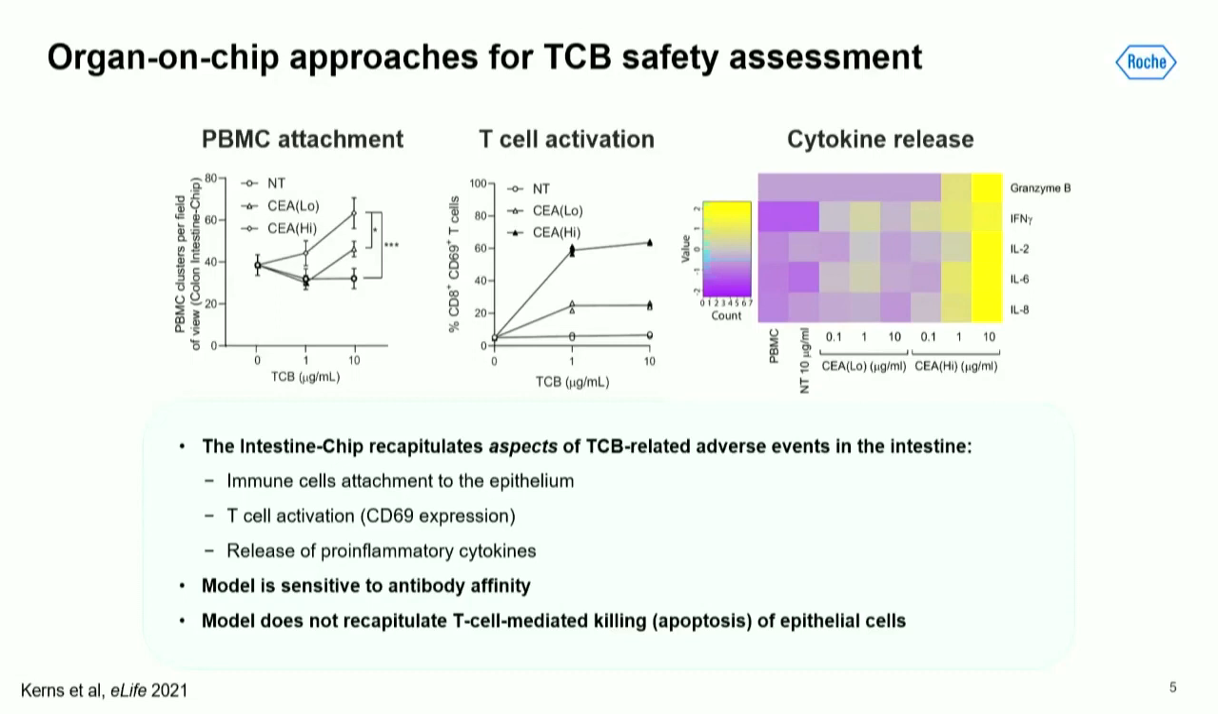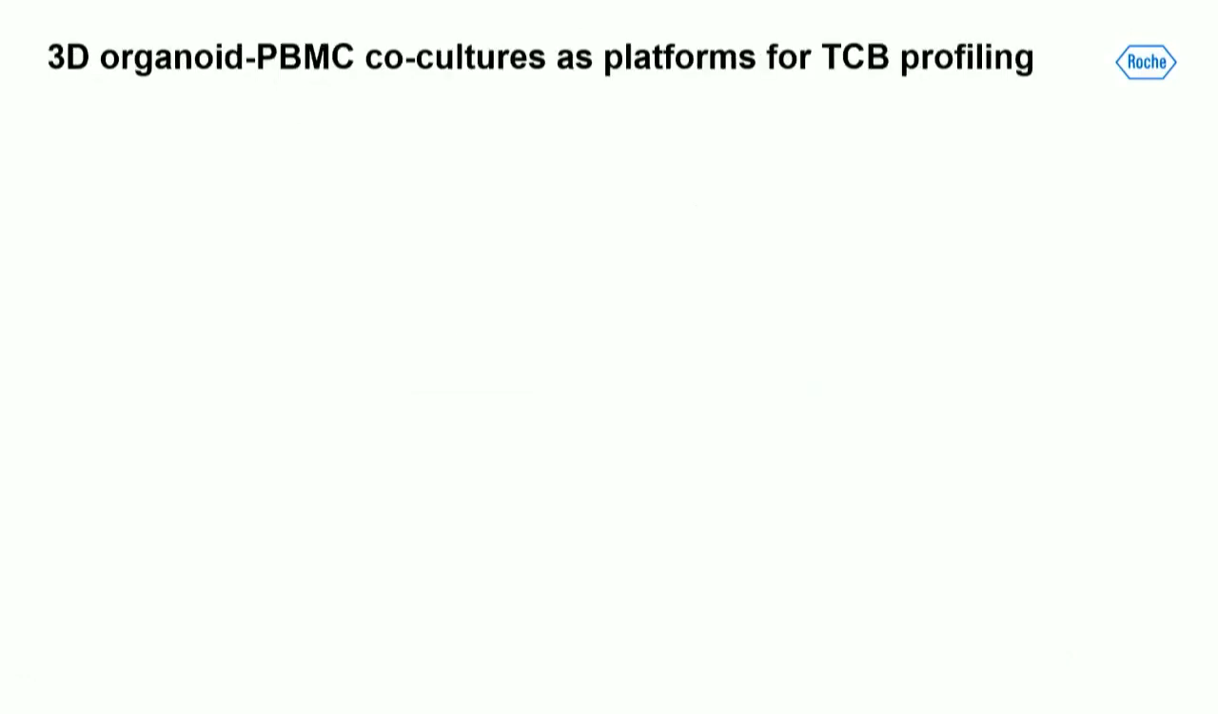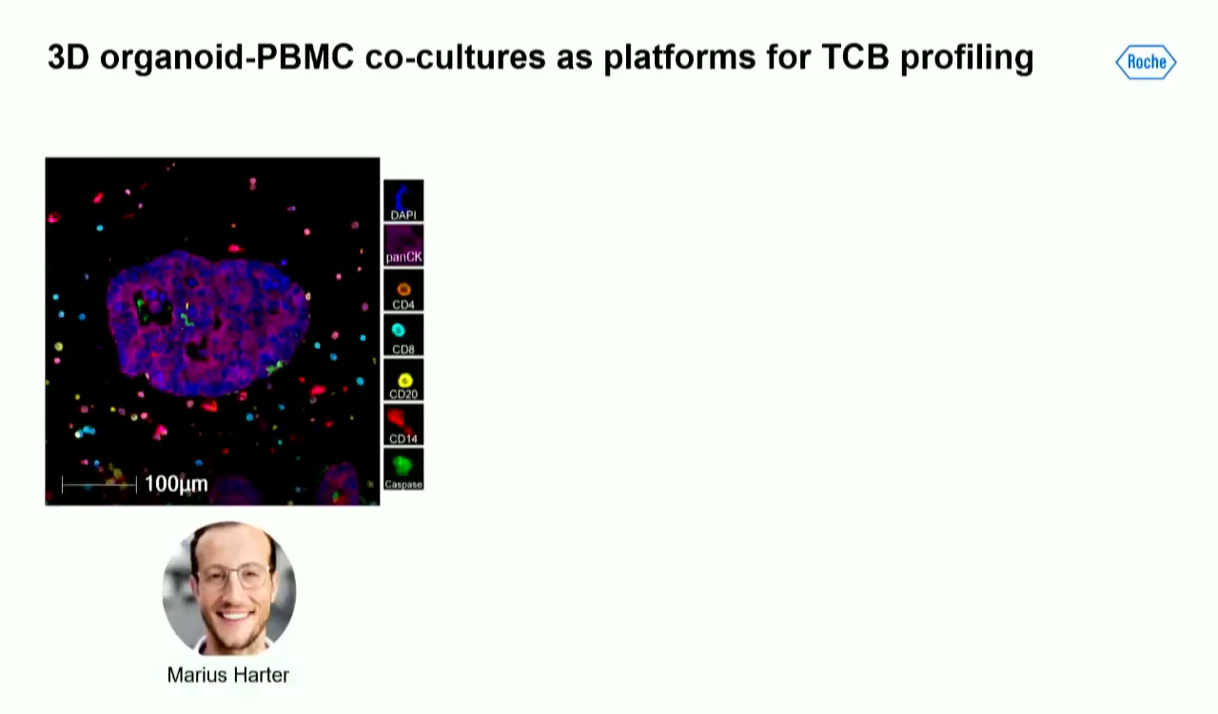Second, like with all MPS systems, and I think you're all well aware, the throughput was pretty low. So in light of these limitations, quote unquote, we decided to explore conventional 3D organoids as a platform for TCB safety profiling. This is work done by a talented master's student, Marius Harter, who took patient-derived healthy colon organoids and co-embedded them with immune cells in 3D.